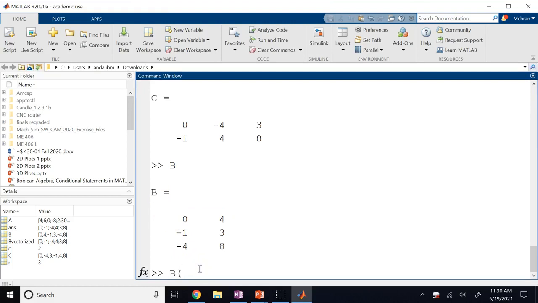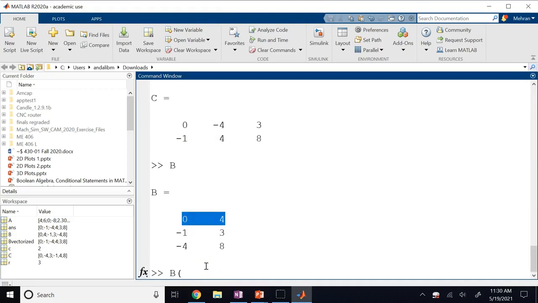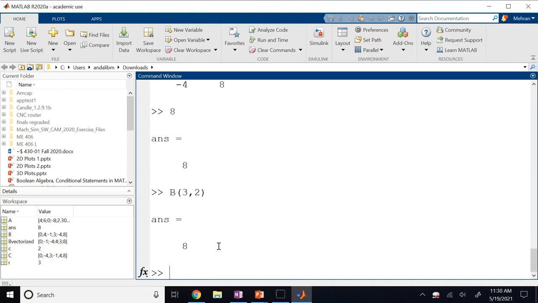Well, the way to go about it for a matrix, in order to access a specific element, entry, or specific rows or columns, you have to use 2 numbers. Remember, for a vector, we used what? We only used 1 number, correct? We say A of 2, A of 4. For a matrix, you need 2 indices, the row index and the column index. So if I say B of 3 and 2, what does it mean? It means go to row 3 and then column 2, so the number should be what? 8, you see?